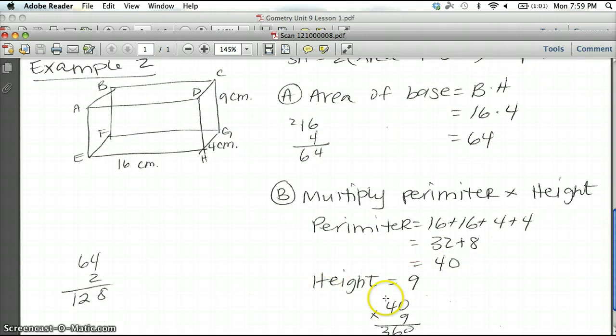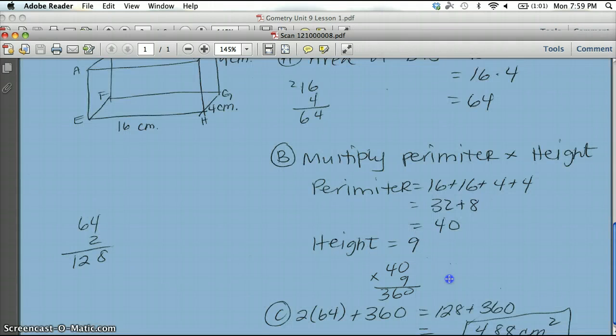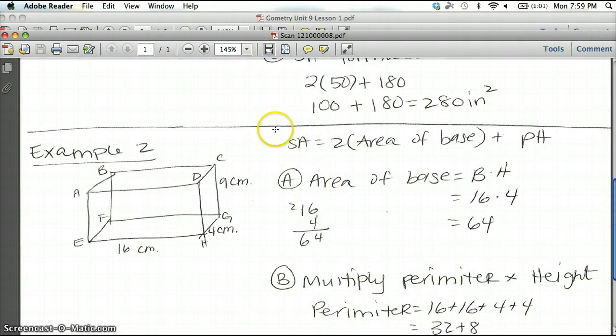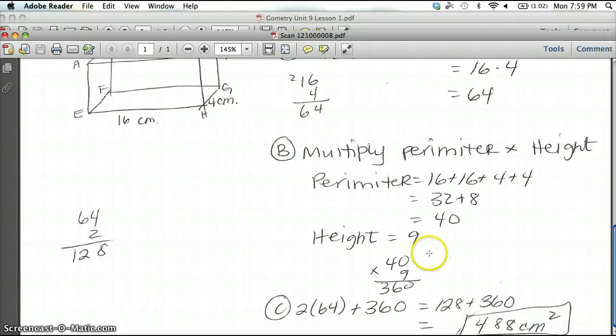And then last, the height of our entire figure. And remember, the height of our entire figure is 9. Okay, that's the height of our entire figure. It's not the height of my base, it's my entire figure, which gives us 9. And we're going to multiply that. So 40 times 9 is 360. So now we're going to plug it into our formula. Our formula is 2 times the area of our base plus our perimeter times our height. So 2 times our area, which is 64, plus 360, which is our perimeter times our height. So 2 times 64 is 128. I added that to 360, and I get 488 centimeters squared.